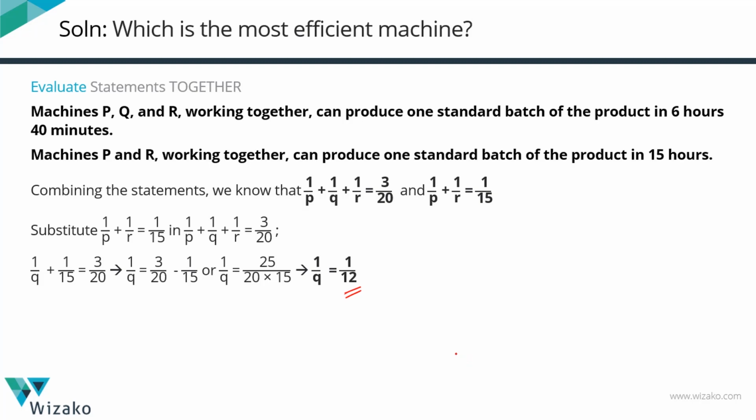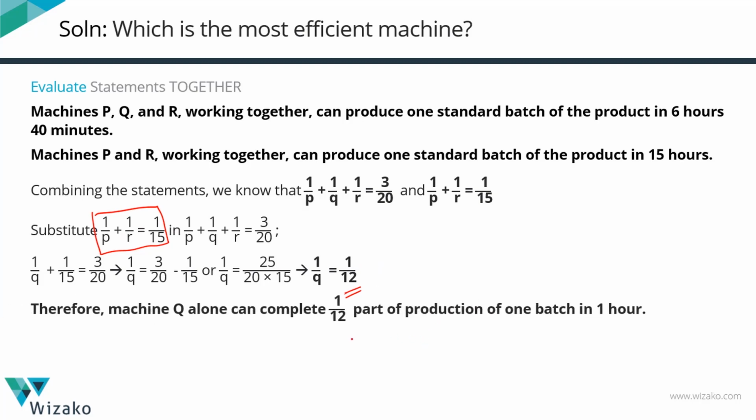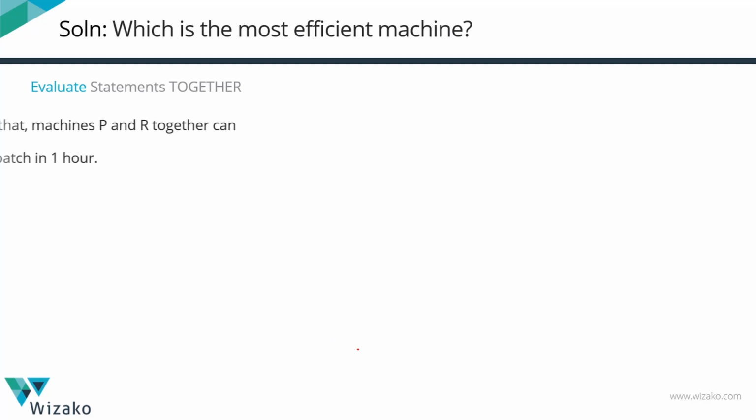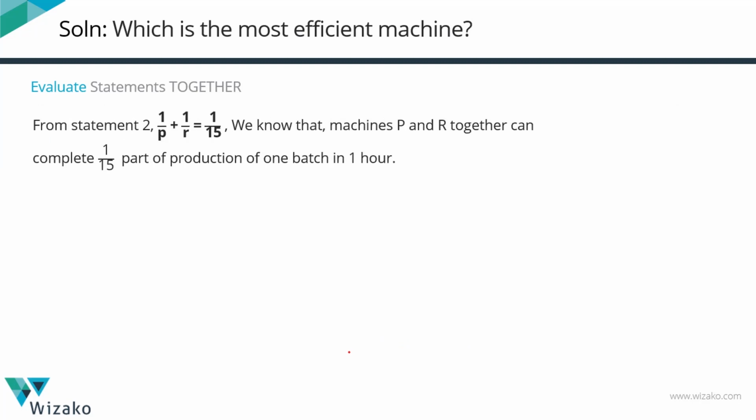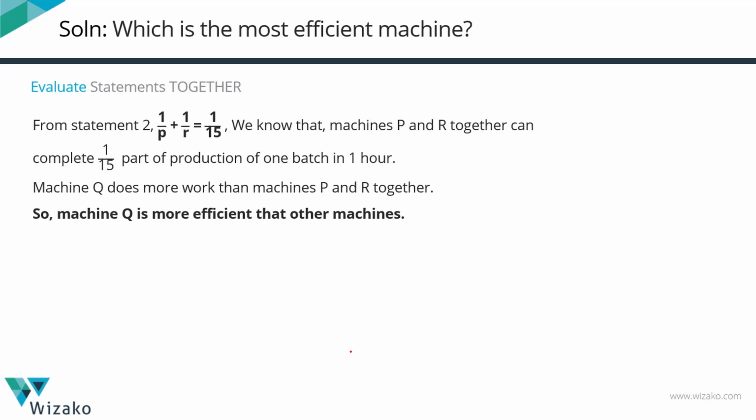But the point is, 1 by P plus 1 by R as a value, this 1 by 15, is lesser than 1 by Q. So Q alone finished 1/12th of the entire production batch in an hour, whereas P and R could manage to finish only 1 by 15th. Together they managed a lesser amount of work than Q alone. So mission Q did more work than P and R together. Obviously it would have done more work than P or R independently taken.